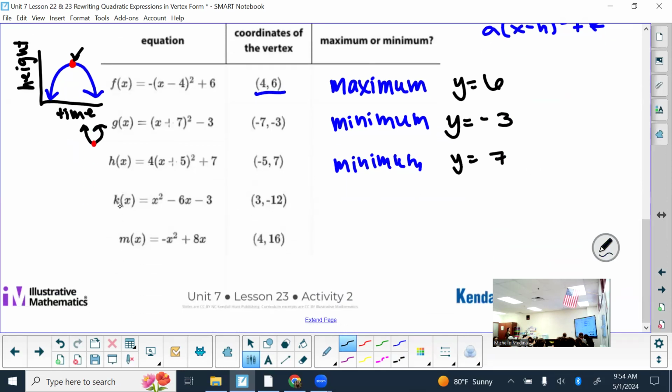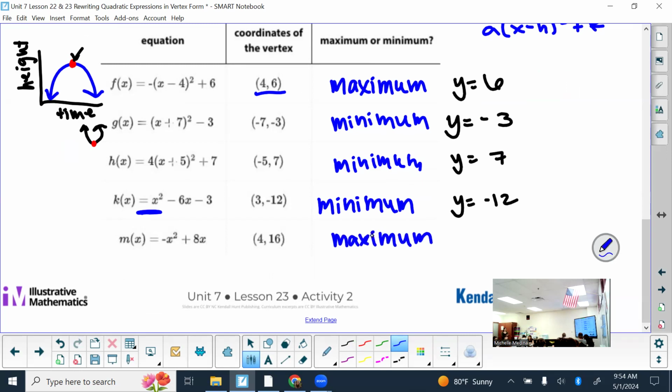Table 5, does k of x have a maximum or minimum? Minimum. Because again, the A is positive, the x squared is positive. What is my minimum? Good. And table 6, m of x, maximum or minimum? Because of why? Because of the negative x squared, the negative A. And class, what is my maximum?